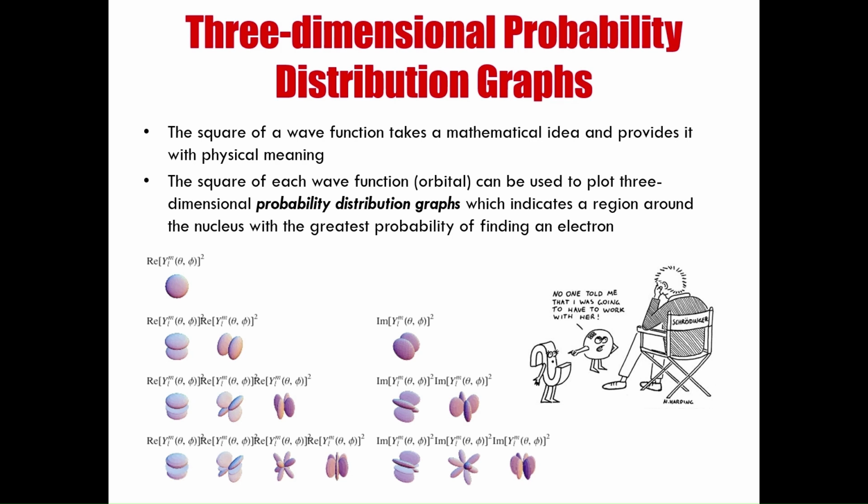Unlike Bohr's model, where the electron is following a set path, in the quantum mechanical model, we don't know where the electron is exactly, but we can identify these regions of space where we're most likely to find the electron, or the highest probability of finding that electron.